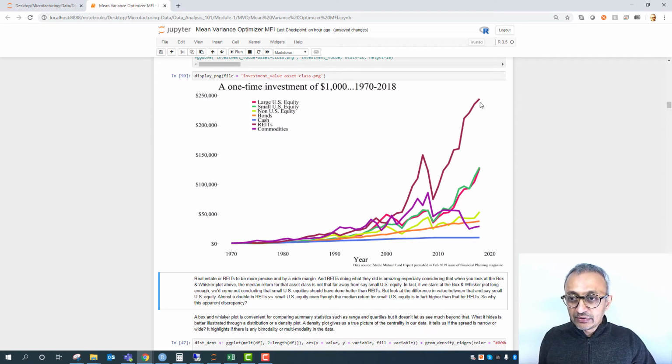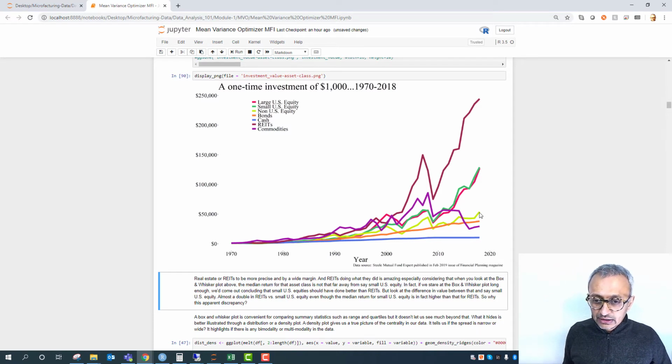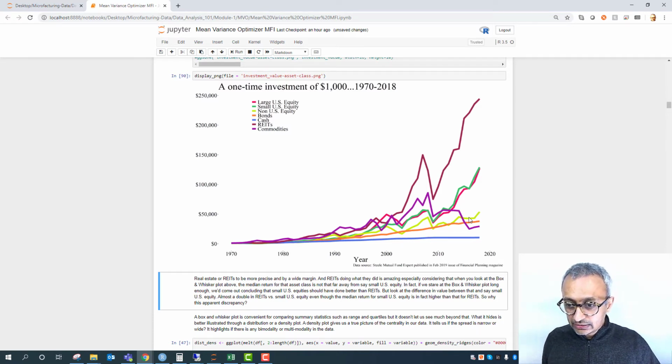But you see that the REITs have actually made the most amount of money, followed by, I think, the small and large cap. Okay, you see this? So small cap is green, large cap is sort of pink. And then is non-US equity, right? So non-US equity, which is international companies, have not done as well, right? Actually, they have done pretty terrible, right?